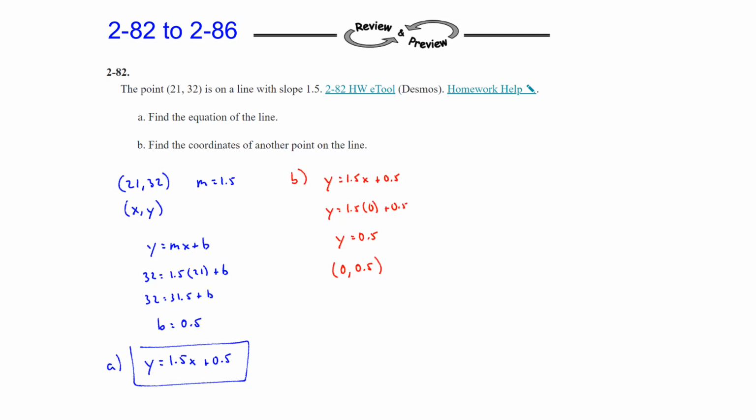But there's lots of different numbers you could plug in. You could plug in 2, just to kind of show you a different one. If we plug in 2 for x, that'll give us 3 plus 0.5. So 3.5, which means when x is 2, y is 3.5. So lots of possibilities there in terms of plugging values in and finding another point on the line. There's infinite number of points.